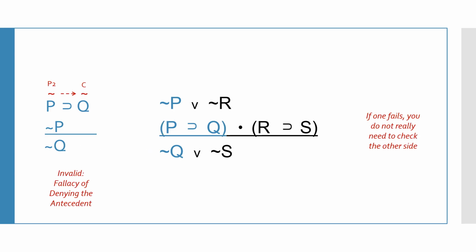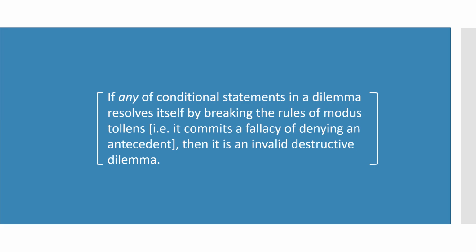Well, it turns out that this is an invalid form of a modus tollens. We get a fallacy of denying the antecedent because it begins by denying the antecedent in order to deny the consequent. And as we talked about with modus tollens, this simply doesn't work. And of course, if one side fails, you don't really need to keep going because there's nothing else to check. It has to be an invalid argument. For it to be valid, it must be valid all the way through.